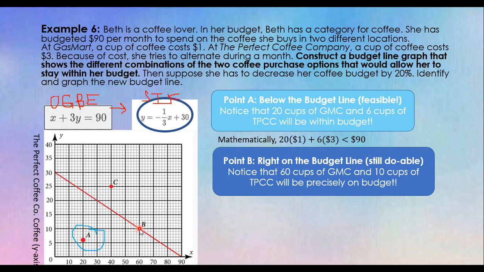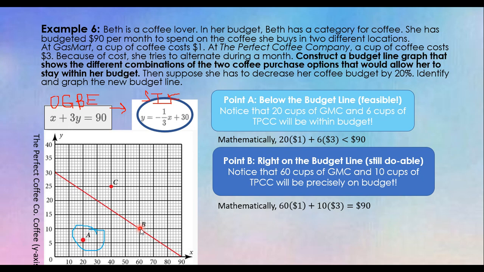So if I interpret this point, I notice that on my x-axis, that is Gasmark coffee. So I have 60 cups of Gasmark coffee and 10 cups of Perfect Coffee Co. That's a lot of coffee. That's 70 cups of coffee in 1 month. That's crazy. But technically, she's still exactly on budget.